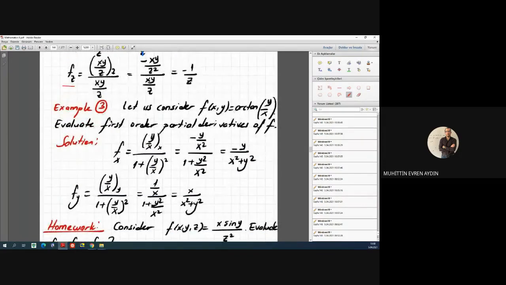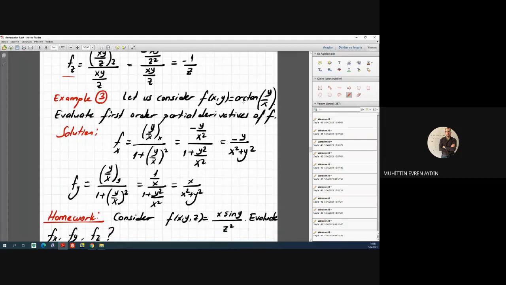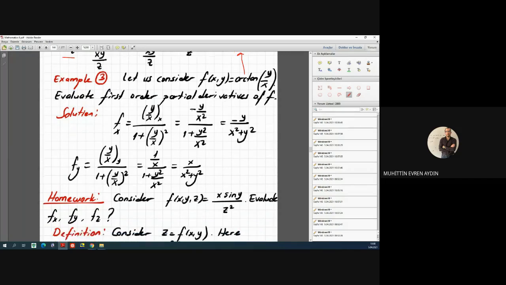Another example, f(x, y) equals the inverse function of tangent, let's say tangent to the power minus 1. The derivative of f with respect to x equals this statement: the derivative of this statement over 1 plus the square of this statement.